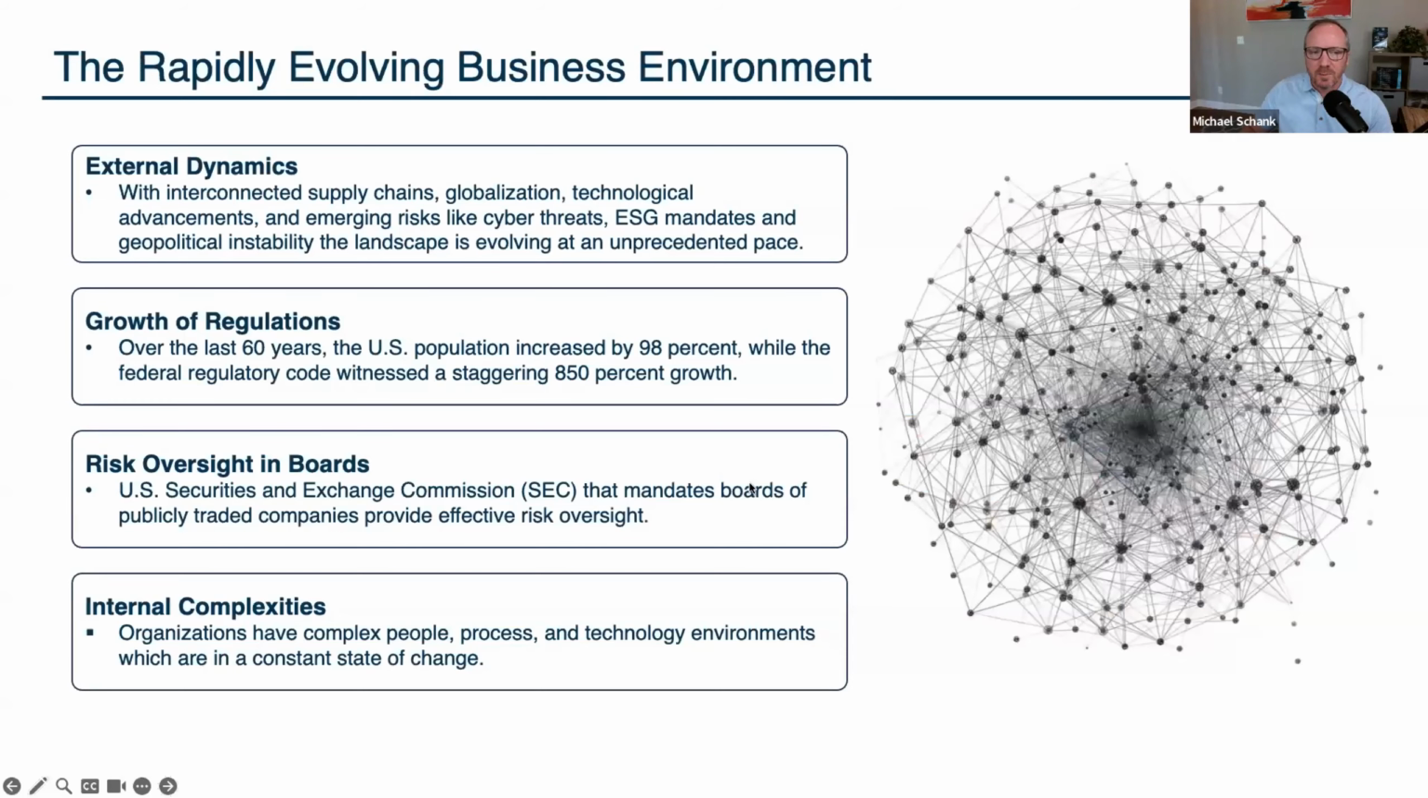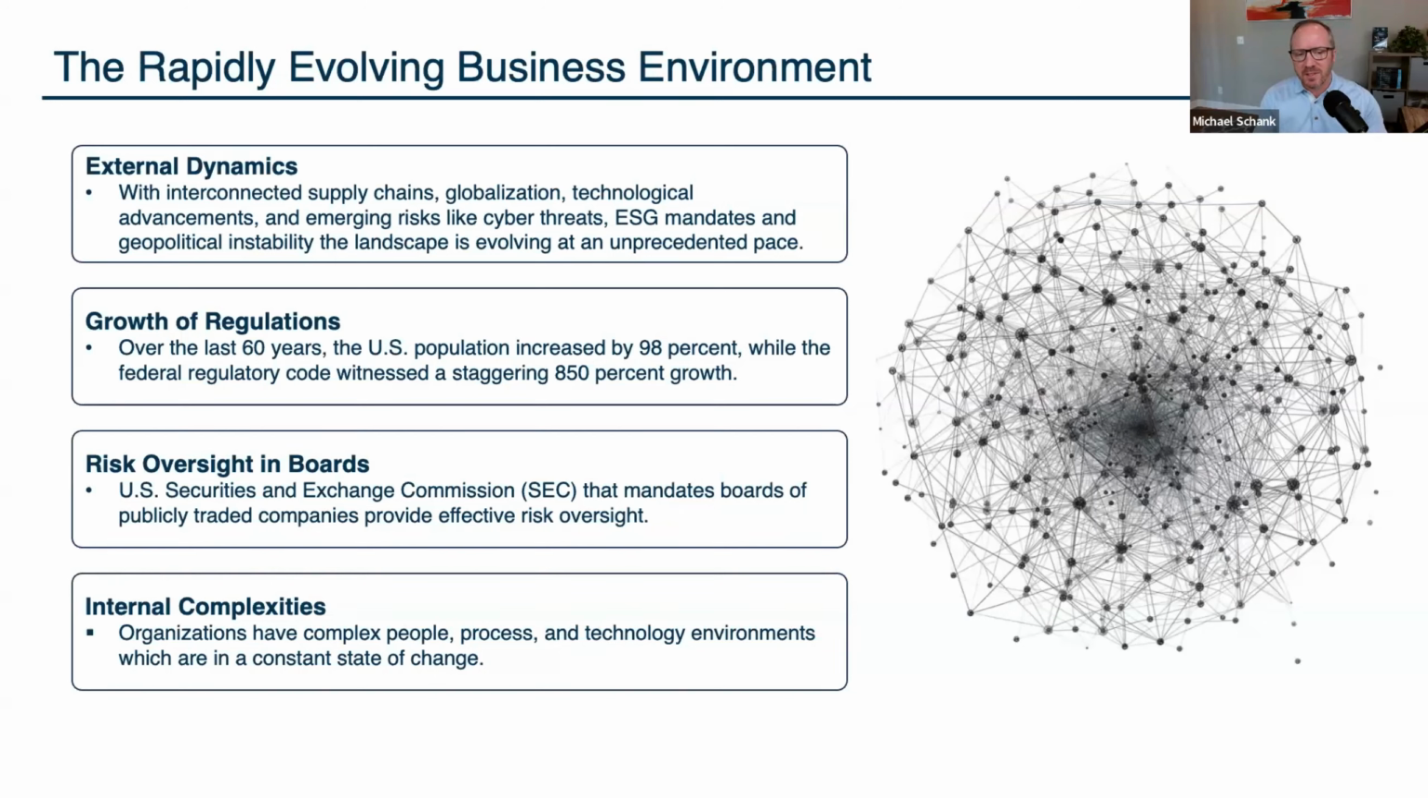Okay, so challenges in risk management. It's good to start with just what's the overall business environment. And obviously, there's external dynamics. The world is changing at, it seems like, a record pace with interconnected supply chains, globalization, technology advancements with AI, and people trying to figure out what that means. Emerging risks, the competitive landscape. Really, there's a rapidly changing environment that I think all the organizations that we work for are having to figure out.